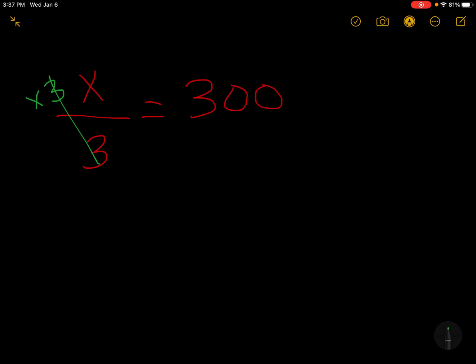A multiplied 3 on the left with a division by 3 on the left also. They cancel out. If we do a multiplication on the left side, in order to balance our scale, we have to do it on the right side as well. 300 times 3 is 900. The only thing left on the left side is x.